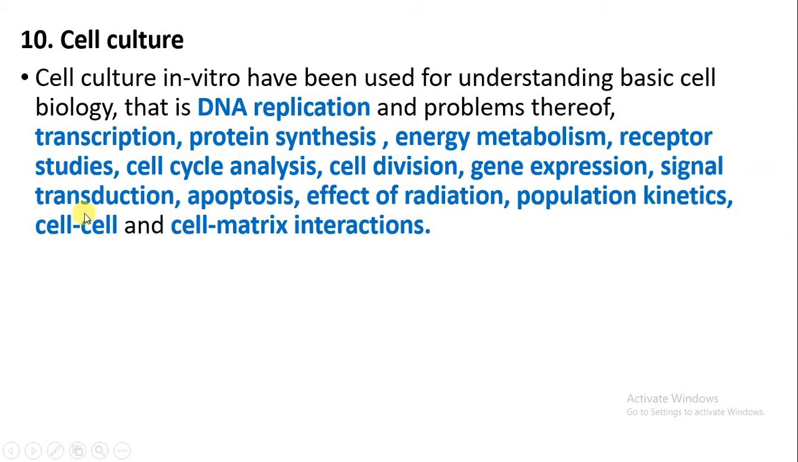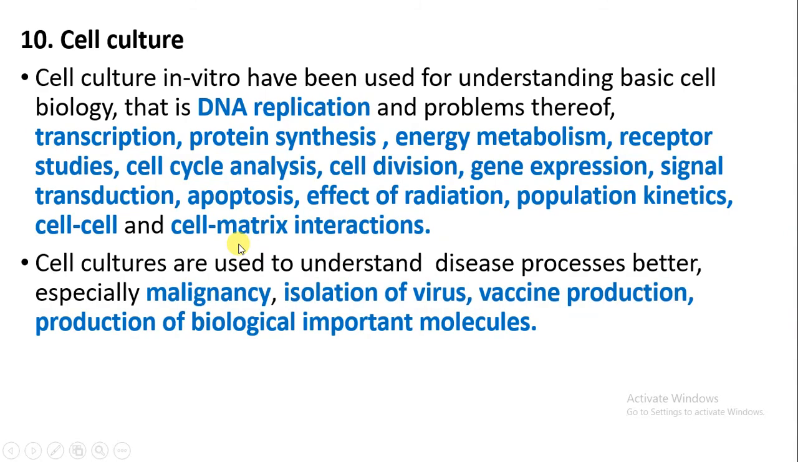Then signal transduction, how the cell is going to communicate with another cell, that is called signal transduction. Apoptosis means the death of the cell. Effect of radiation, there are effects of radiation seen in the cell. Then population kinetics, then cell-cell and cell-matrix interaction: how one cell will communicate with another cell, or how any cell interacts with the matrix. Matrix means whatever plasma is around the cell, that is called matrix.